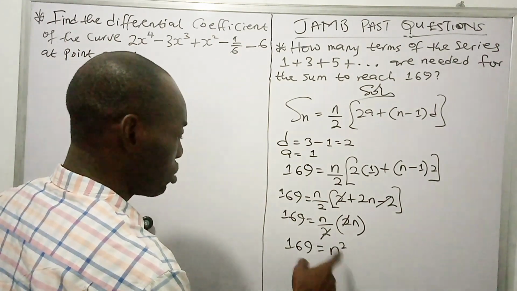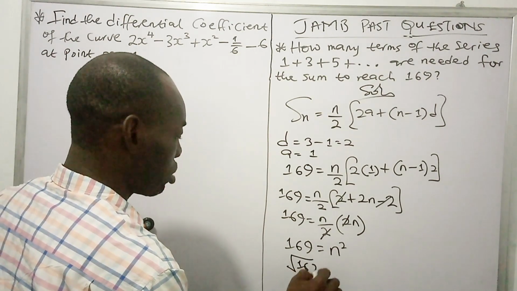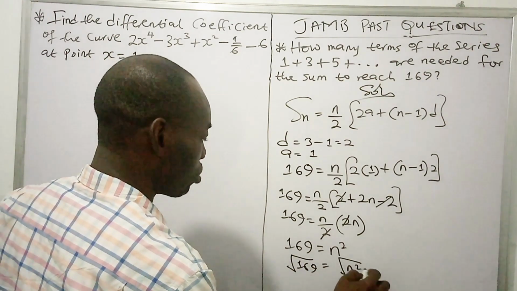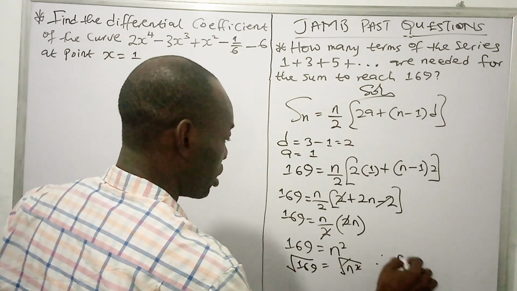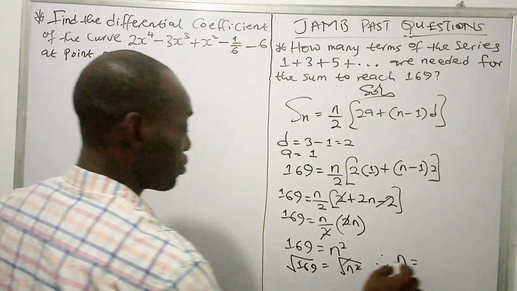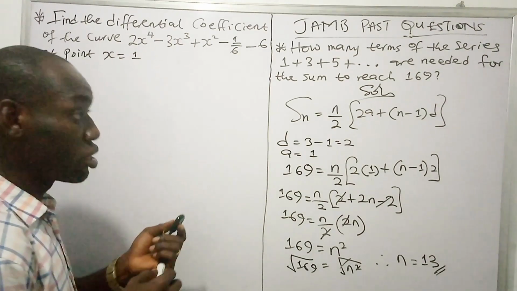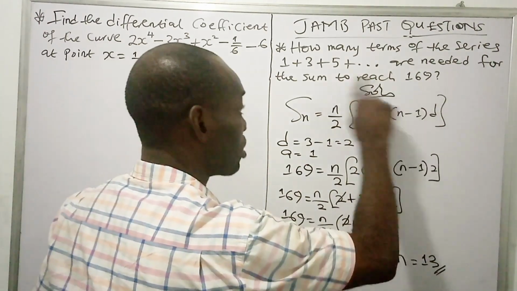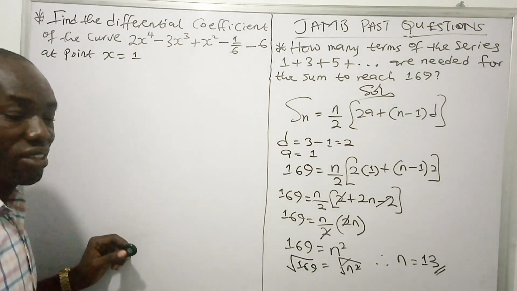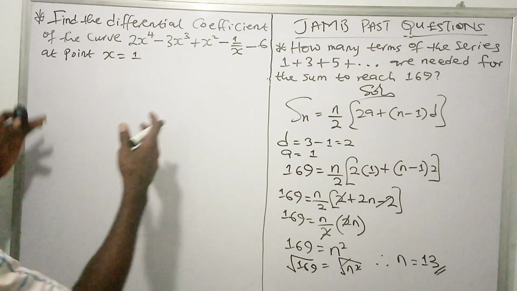Then from here, we simply take the square root of both sides to make n free. And therefore, the square root of 169 is 13. So 13 is the number of terms that will be equal to 169 from this very series. All right.